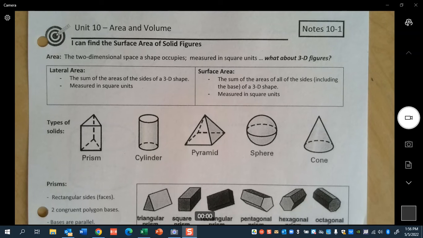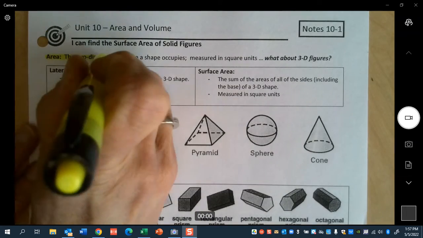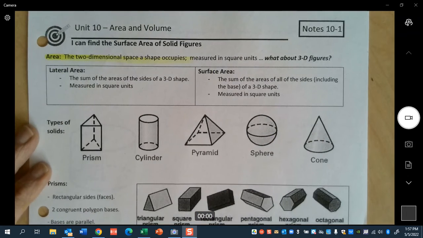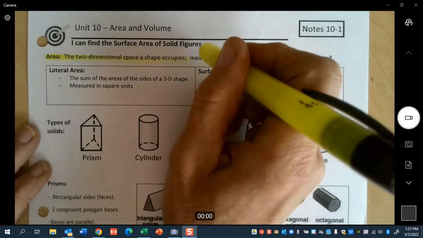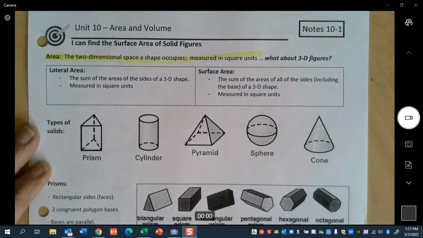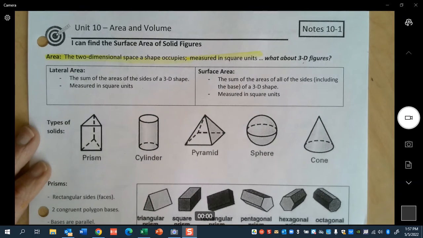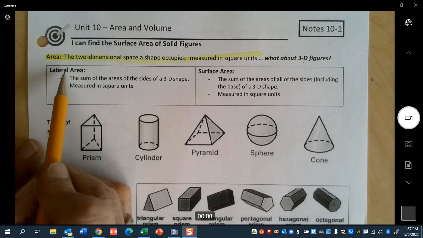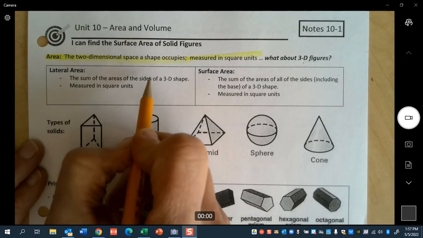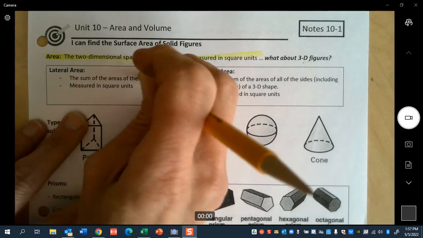All right, so if you take a look at your note sheet, we're going to talk about 2 kinds of area that we find for these 3-dimensional figures. First of all, by definition, area is the 2-dimensional space that a shape occupies, and it's measured in square units. So the conversation says, okay, if I have a 2D space, what happens when I get a 3-dimensional figure? And we're going to have 2 different kinds of area measurements. One is your lateral area, and that's just going to be the sum of the measures of the sides.